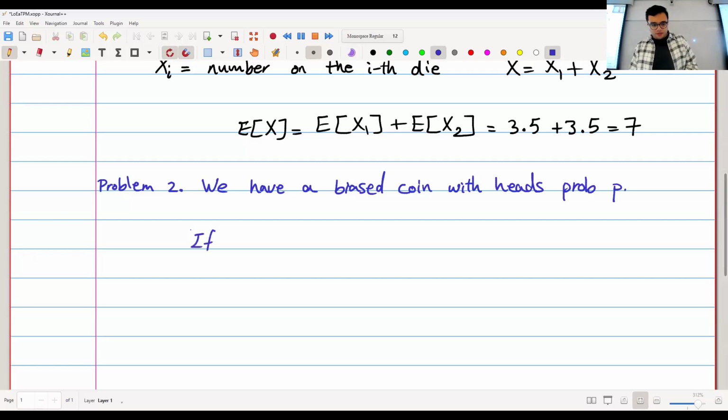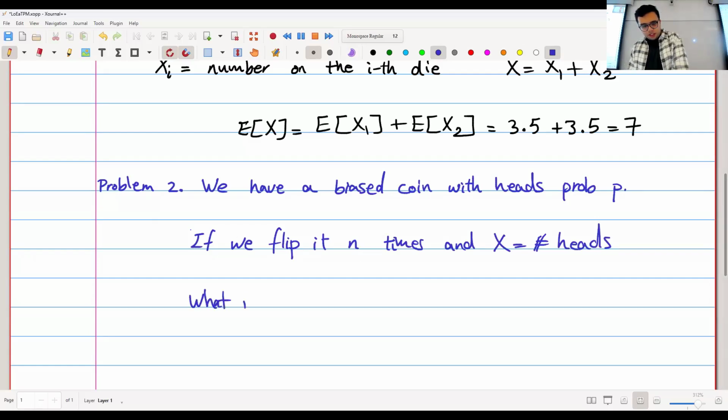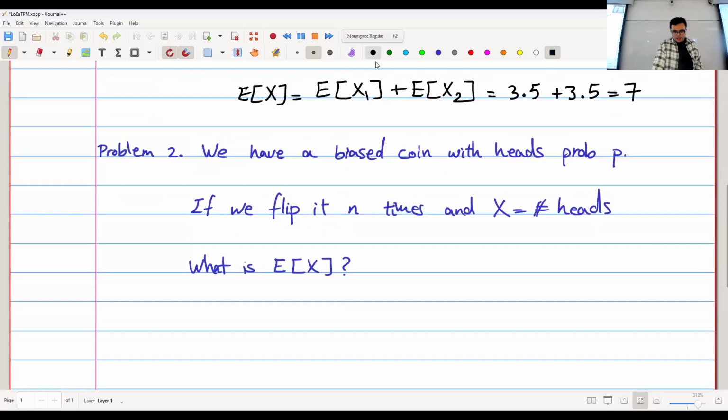Okay. If we flip the coin n times, and let's say x is the random variable, which is the number of heads, the question is, what is the expected value of x? Okay. Intuitively, you know it should be n times p, right? Because I'm flipping it n times. Every time it's going to be heads with probability p, so I would expect that on average I get n times p heads, right? But how would I write this?